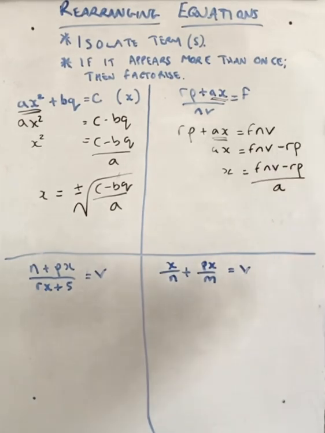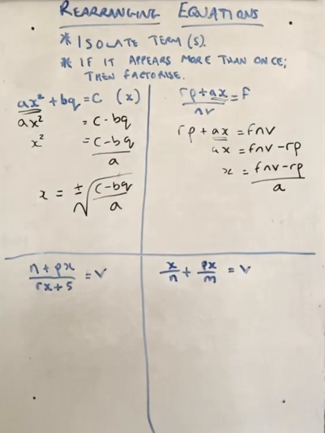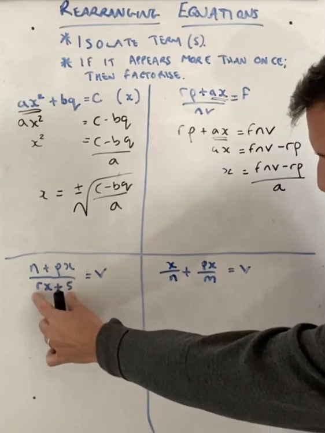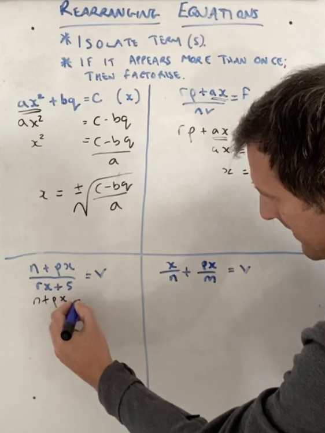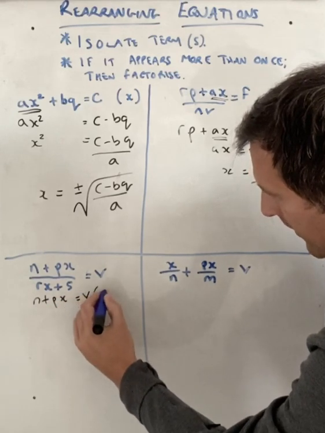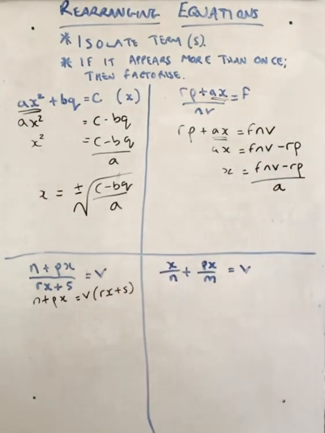This one's a little bit more difficult now because there's lots of problems. We've got a fraction, the same sort of problem we had with this one. And we've also got two terms now which involve x, which means that when we've got a term appearing more than once, we have to do some factorising a bit later on. So the first thing we're going to do is get rid of the fraction. We're going to multiply that up. So n plus px equals v, all multiplied by rx plus s.